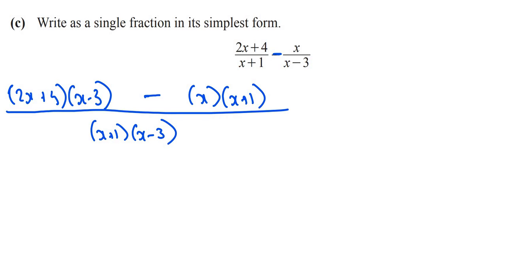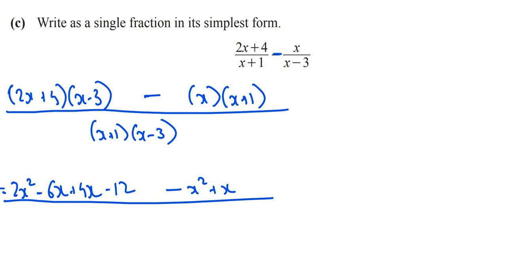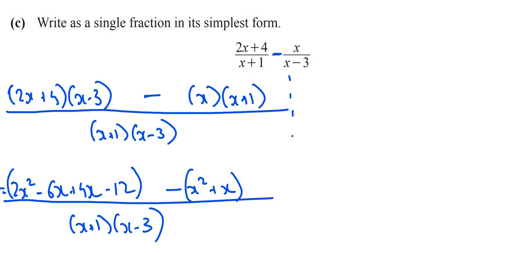When I expand this, 2x multiplied by x is x². 2x multiplied by −3 is −6x. 4 multiplied by x is +4x. And 4 multiplied by −3 is −12. Minus x multiplied by x is x², and x multiplied by 1 is just x, upon (x + 1) and (x − 3). And do not forget, make sure you make these brackets, because if you don't you might get the wrong answer.